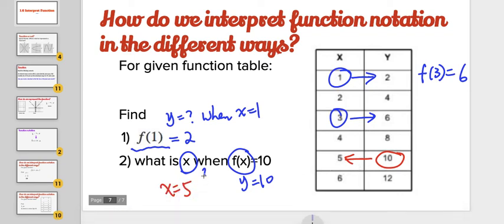So that's all I want to share with you today about function notation. We're definitely going to do more practice in the future.